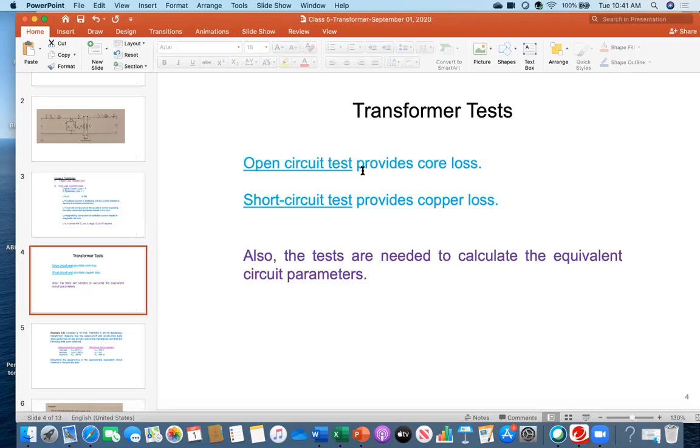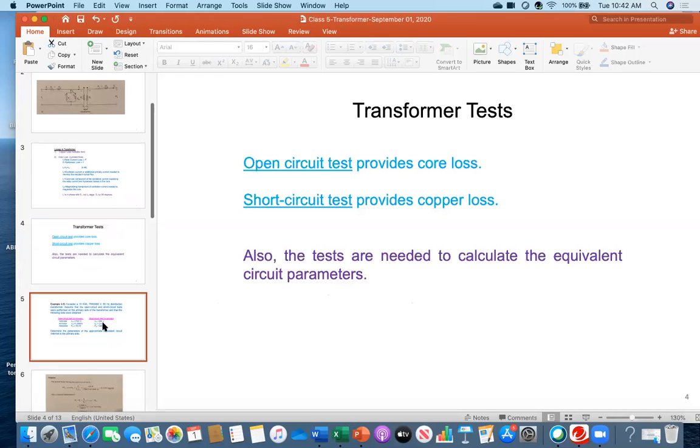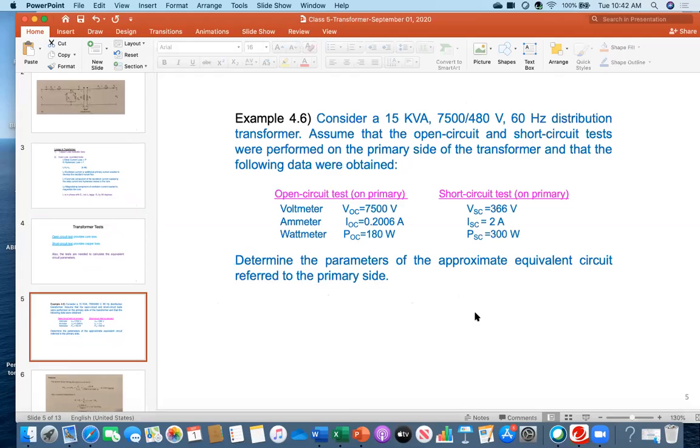Those two tests are needed to calculate the equivalent circuit parameters, meaning those six parameters. Now, with the knowledge you have learned so far, I want to show you a numerical example. Then you will have fun. So everybody, once again, read this problem.